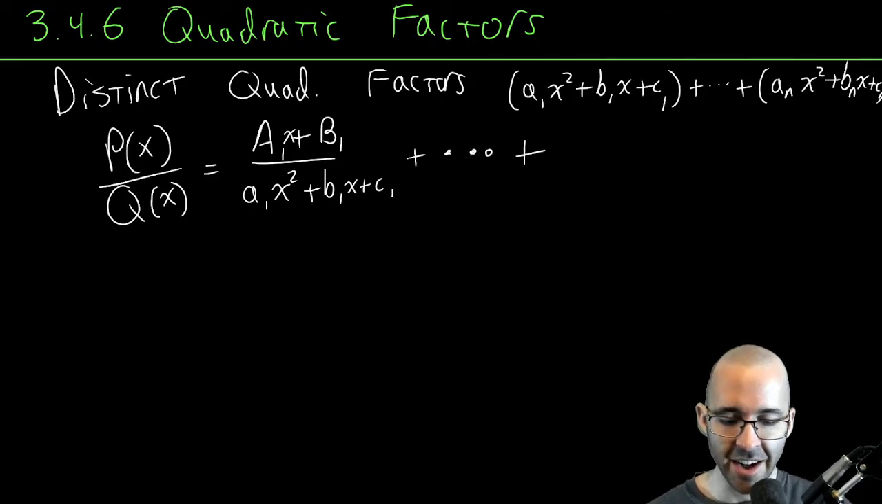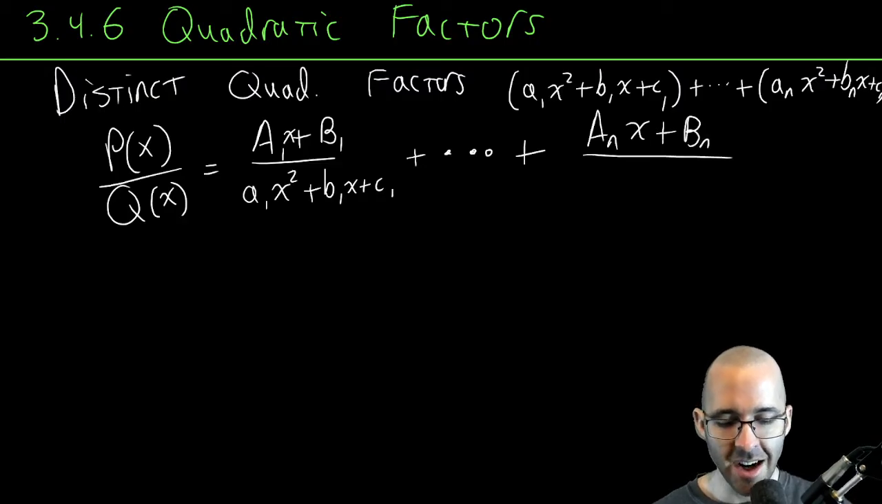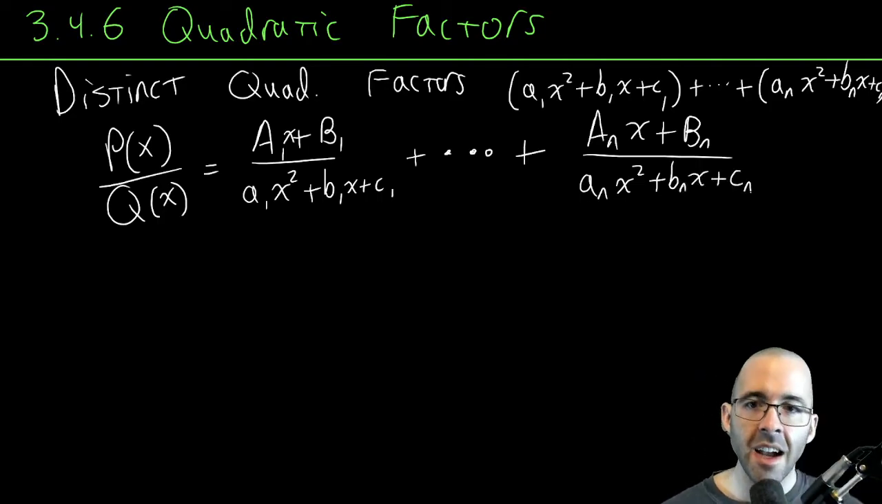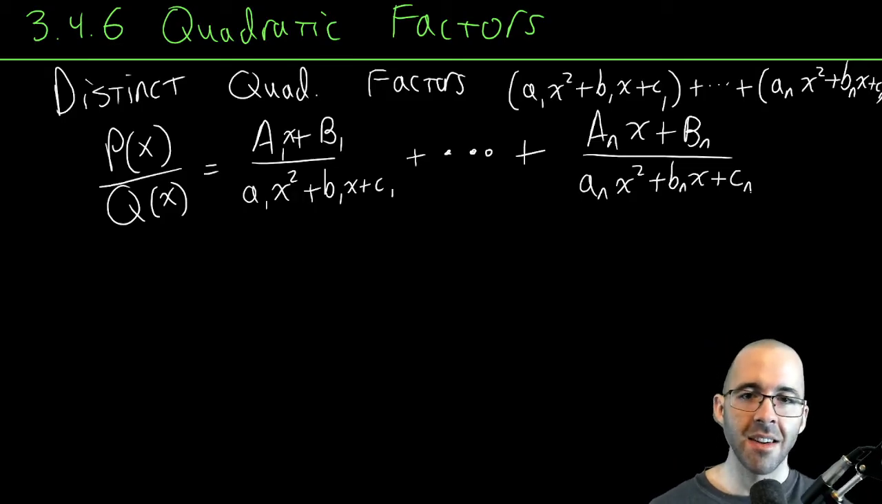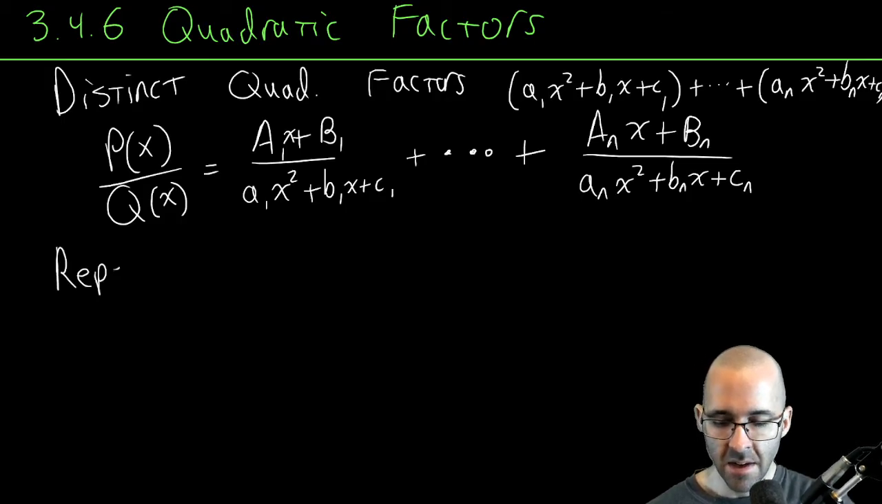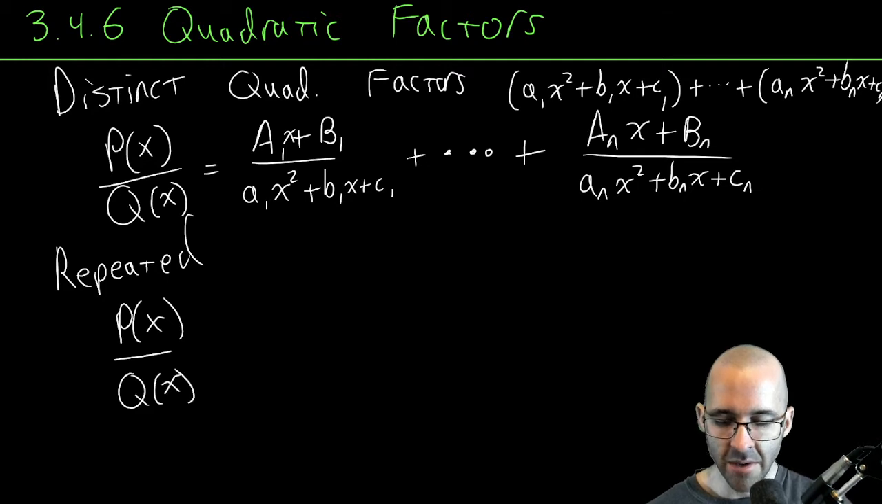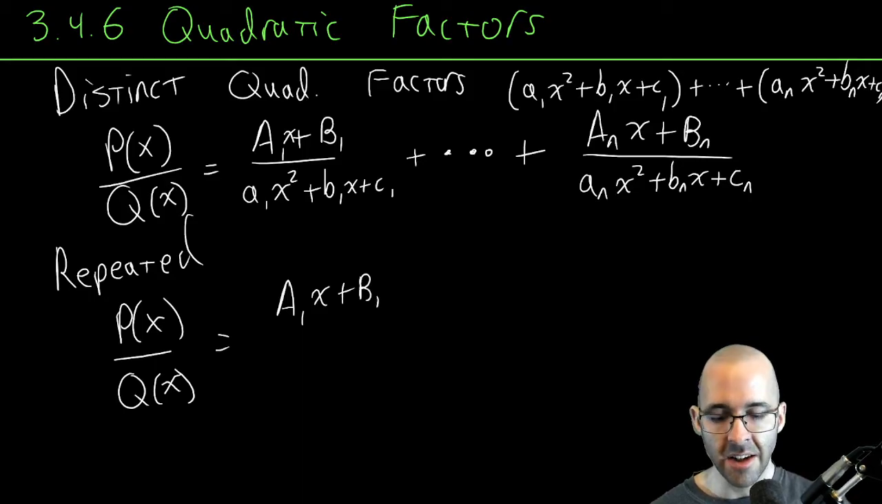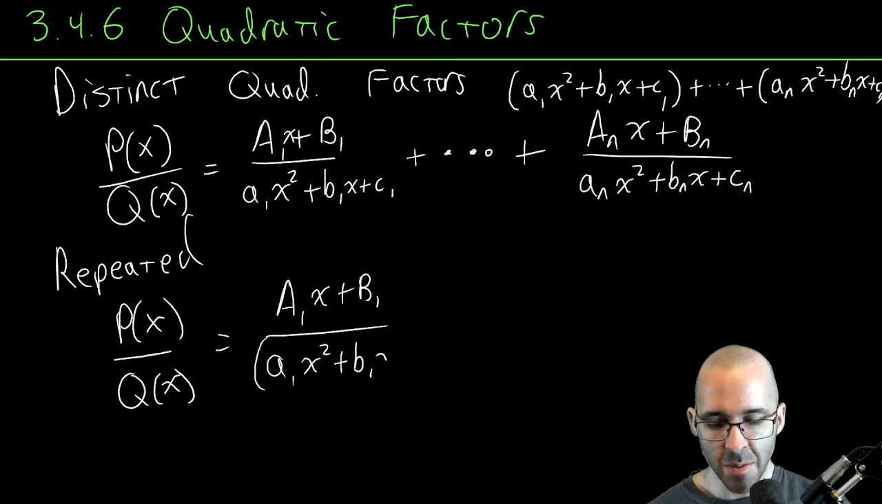And then again, I'm not going to write it that many times. They're all going to have linear terms on top. But it's really not much worse. And if they were repeated, what do you think would happen? If they were repeated quadratic factors, well, again, I'll just write it down real quick. I'm not going to do it fully, but it's basically the same idea, right? You'll just have a linear factor on top divided by that quadratic factor that's repeated.